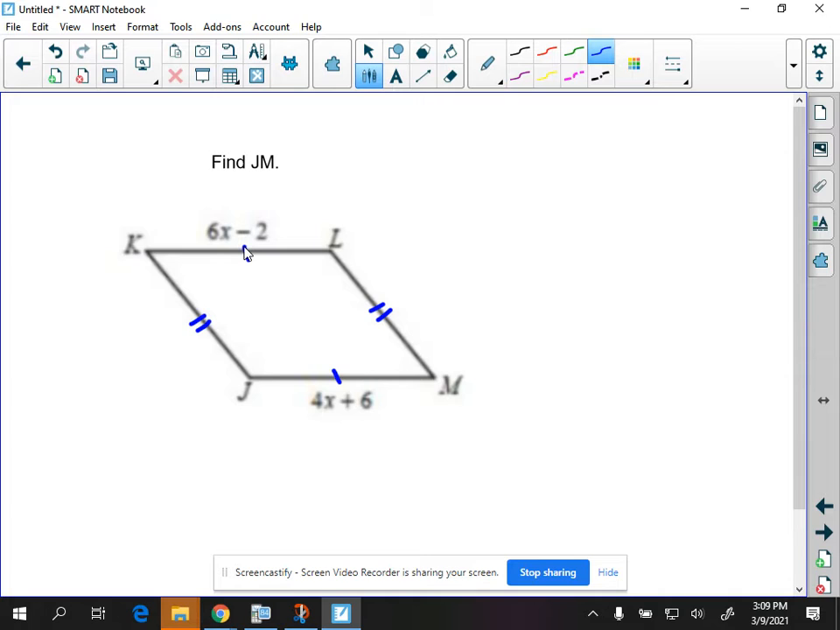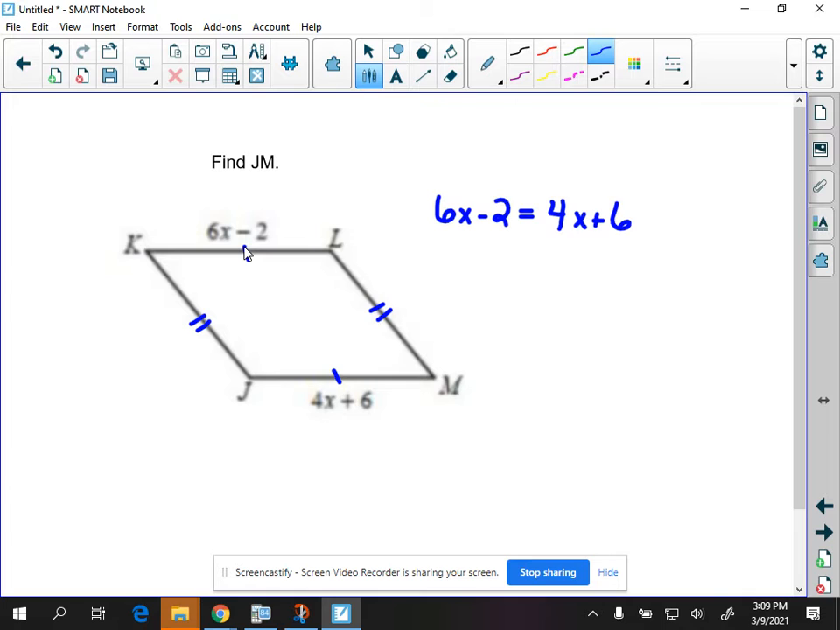So if I have a problem that looks like this, where I am given some algebra expressions in order to be able to find the length of a side, what I need to do is say, well, since I know that this side is congruent to this other side, then I can set the two equal to each other. So I'm going to say that 6x minus 2 is equal to 4x plus 6. And so then I just need to solve the equation for x, and then I will be able to plug that value in to find the length of the side.